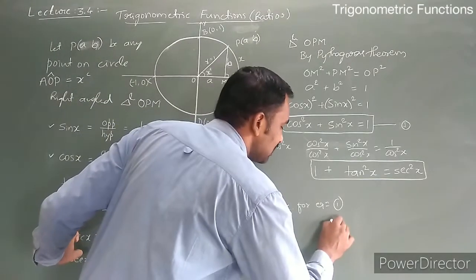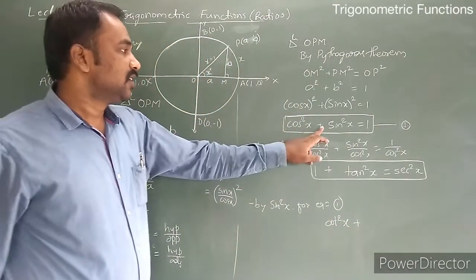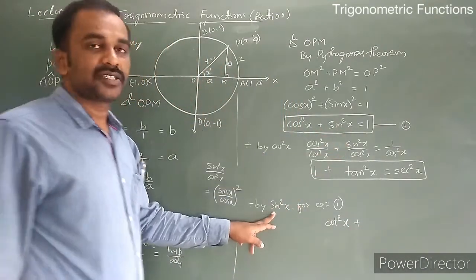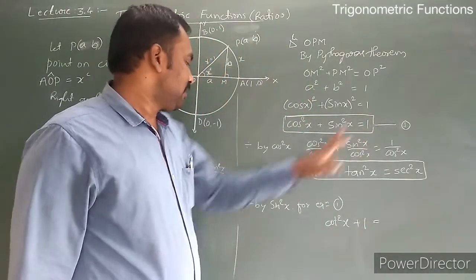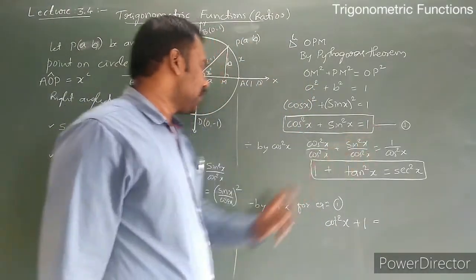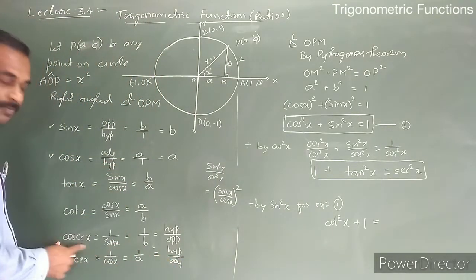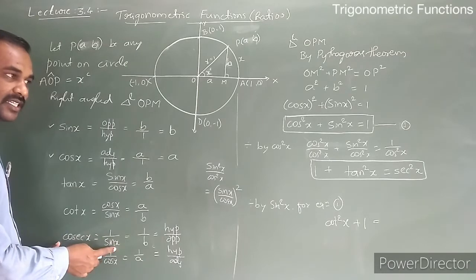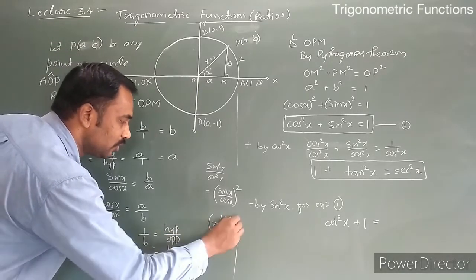So we can write it as cot square of x plus sin square x divided by sin square x, which is 1, is equal to 1 divided by sin square x. What is 1 divided by sin square x? 1 divided by sin x is cosec x, so 1 divided by sin square x can be written as 1 by sin x whole square.